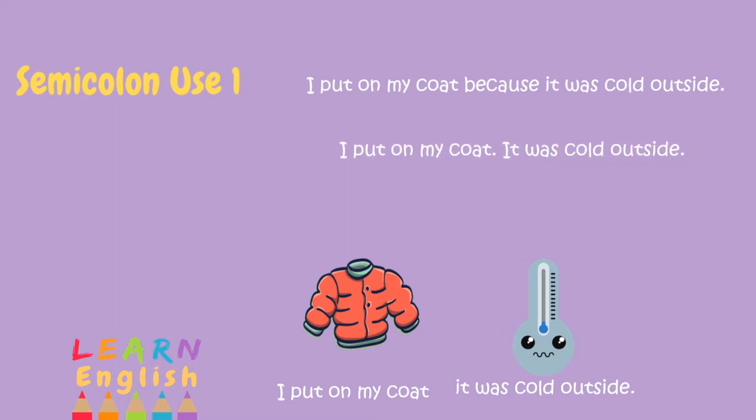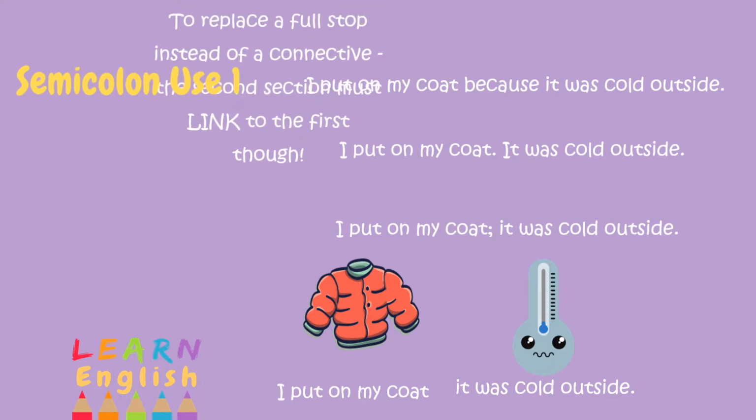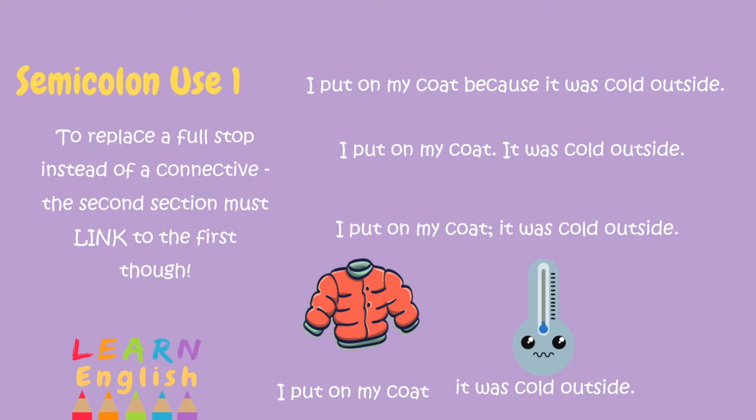We could use a full stop to make 2 separate sentences. I put on my coat, full stop. It was cold outside. Or we could use a semicolon instead of a connective or a full stop. I put on my coat, semicolon. It was cold outside. We can use a semicolon to replace a full stop instead of a connective. When we're doing this, we have to make sure that the second sentence links to the first one though. You can't just do it with any 2 sentences.